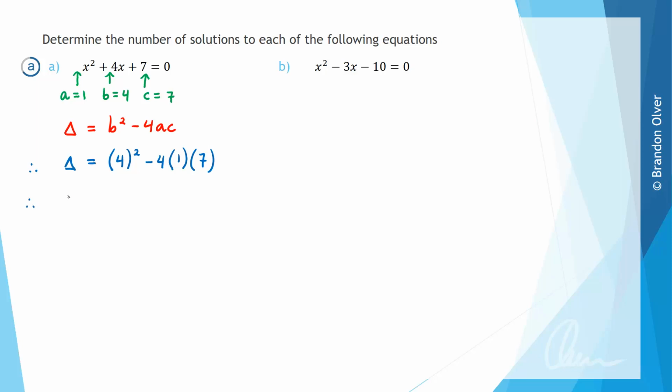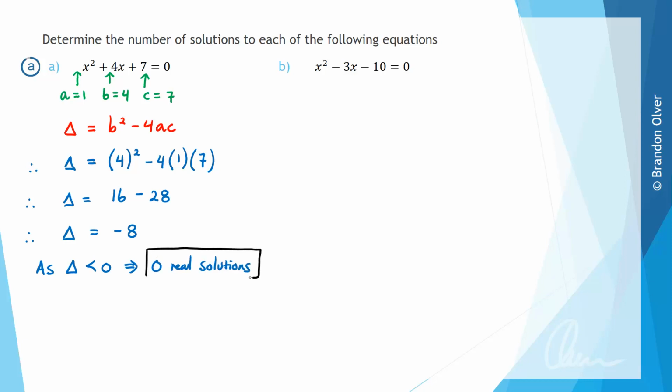So therefore, the discriminant's value is going to equal 16, so that's 4 squared, minus 4 times 1 times 7 is minus 28. So therefore, the discriminant is going to equal minus 8 for part A. So as the discriminant, so that's delta, is less than 0, that tells us that we get 0 real solutions. So that is the answer to part A of this question.